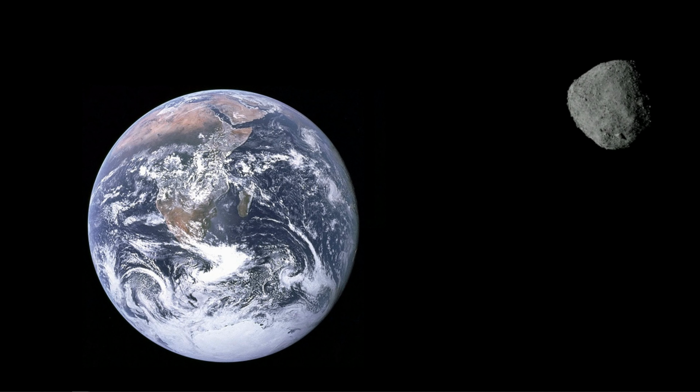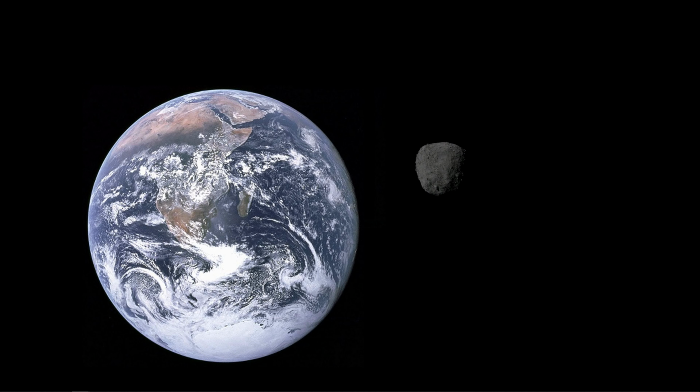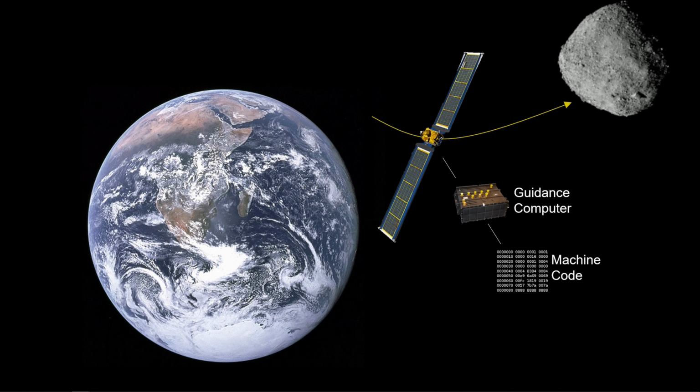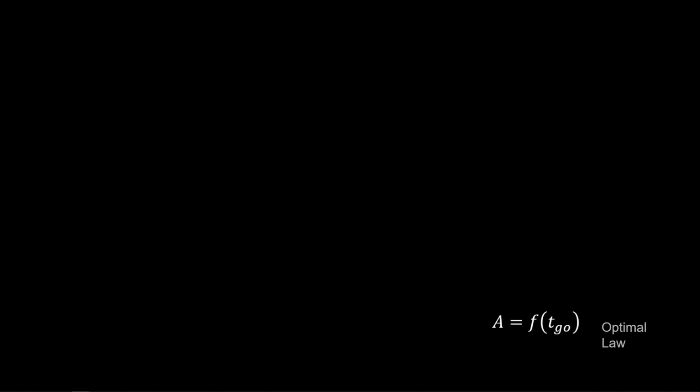If a big asteroid were on a collision course with Earth, we may try to intercept it and change its course. For this mission, the interceptor would have a guidance computer programmed with an advanced guidance law, such as one derived with optimal control. Optimal guidance laws, whether for asteroid interception or other targets, often depend on a quantity called time to go. In this lesson, we investigate how to estimate this important variable.